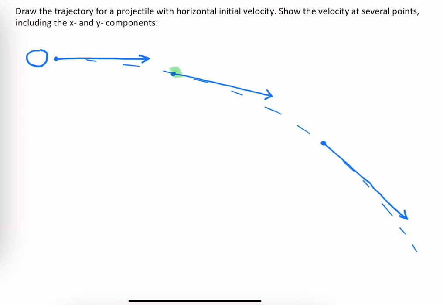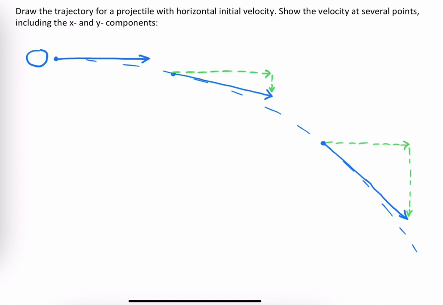So this velocity has an x component and a y component. And this velocity has an x component and a y component.